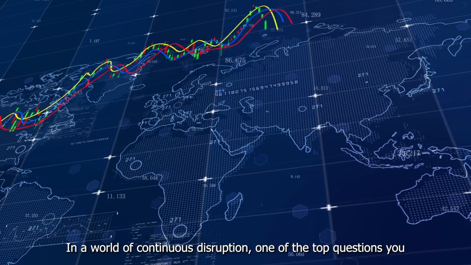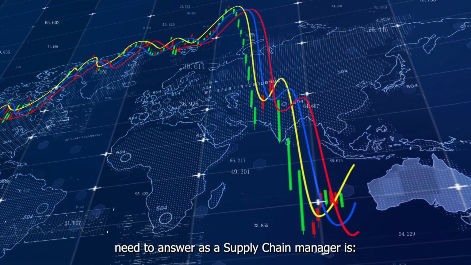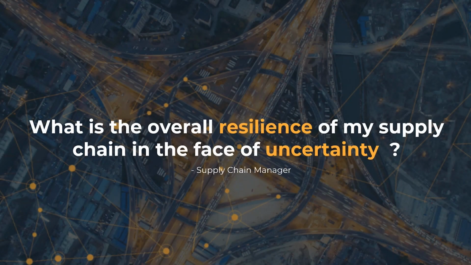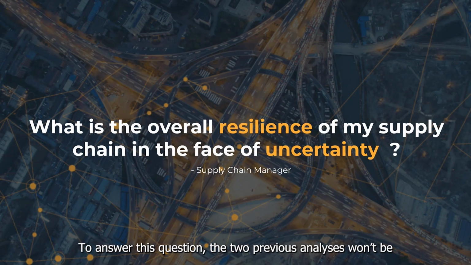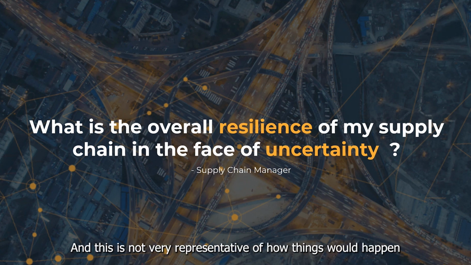In a world of continuous disruption, one of the top questions you need to answer as a supply chain manager is, what is the overall resilience of my supply chain in the face of uncertainty? To answer this question, the two previous analyses won't be enough, as they are considering only one random possibility, linked to this demand uncertainty, among many others, and this is not very representative of how things would happen in the real world.